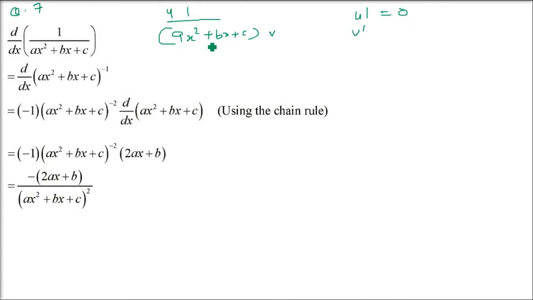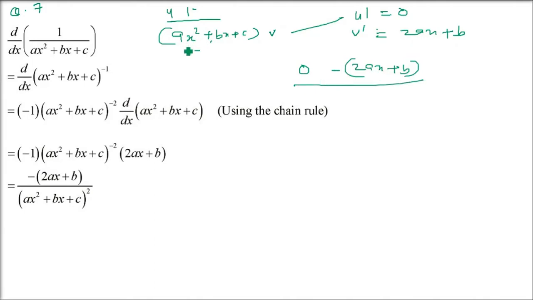u dash is what? It's 0. Differentiation of 1 is 0. What is v dash? 2ax plus b. This is v dash. So now multiply v with u dash, that is 0 into (ax² plus bx plus c). Whenever you multiply with 0, it will be 0 only. So v into u dash is 0. I am not writing it. And then subtraction of 1 into (2ax plus b), because 0 minus, this will be 1 into (2ax plus b). So minus (2ax plus b). Right. Now we have ax² plus bx plus c here, whole squared. So this is the final answer.